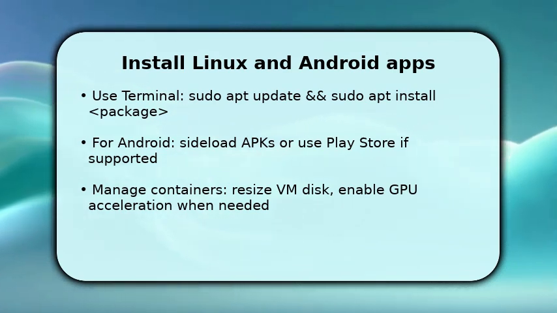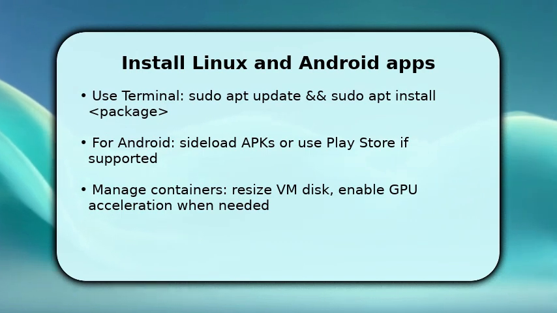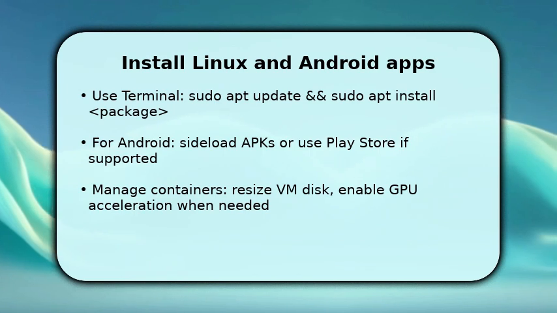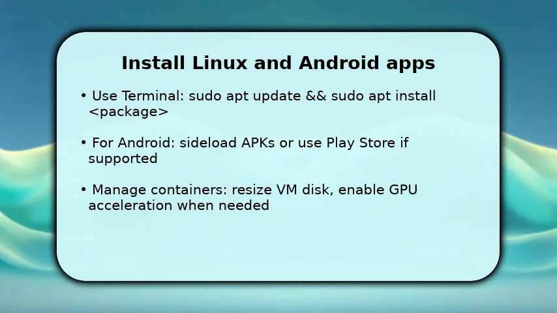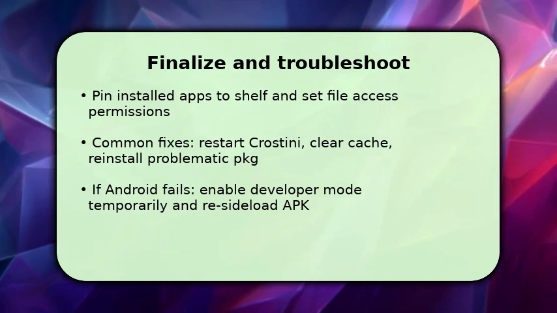For Android, first check if Play Store is available. If not, sideload APKs responsibly by enabling developer options and using ADB install. Make sure to resize the Linux VM disk or enable GPU acceleration in settings for heavy apps. Finish by granting file access to apps and pinning them to the shelf so you can launch them quickly.